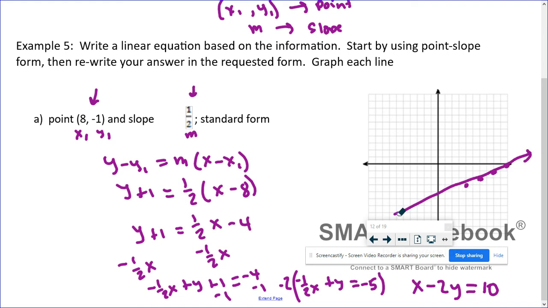So the reality is, if you have a point and a slope, that's enough information to graph. You don't have to convert it to anything. But the question asks us to convert it to standard form, which is x minus 2y equals 10. And again, y plus 1 equals 1/2 times x minus 8 was the equation in point-slope form.